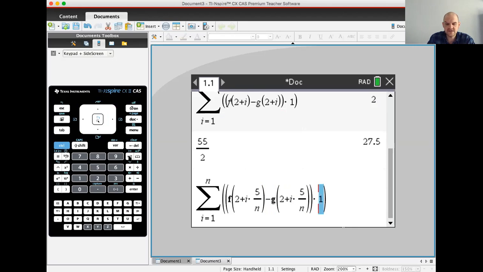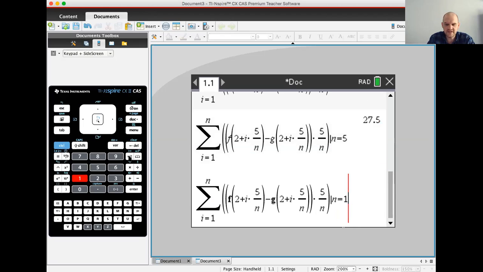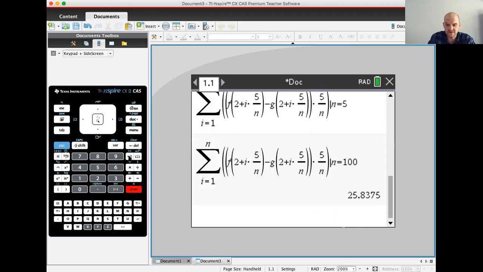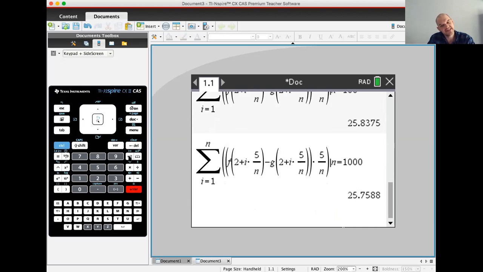So I'm modifying this to be 5 over n. So basically all my delta x's become 5 over n's. And then let's do n. So if I do n equals 5, I should get the same answer, and I do. If I do n equals 100, so I'm using 100 rectangles, I get that. If I use 1,000, I get this. Seems like we're closing in on 25.75. Like that feels like what we're approaching.